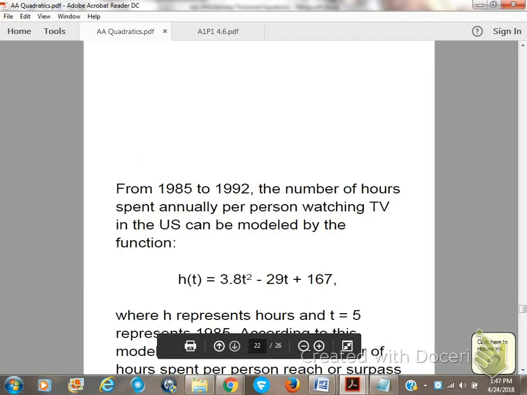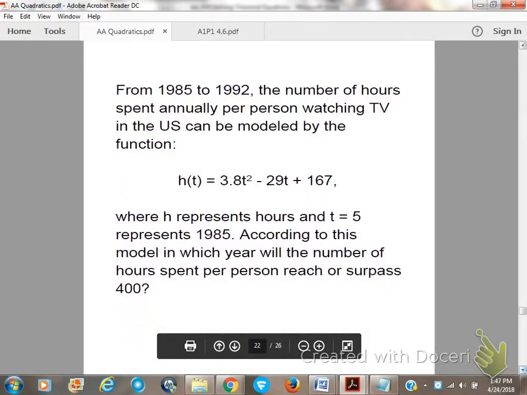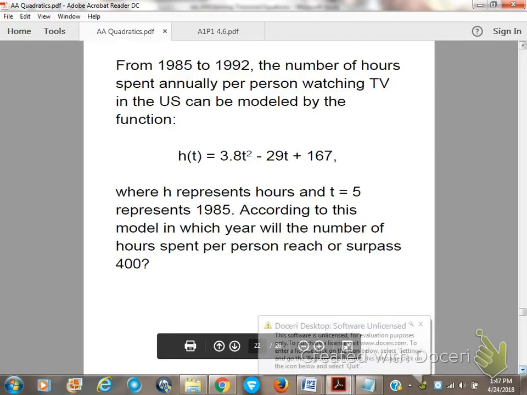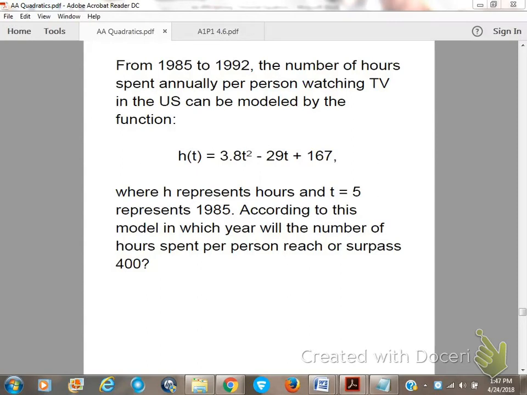All right. Let's take a look at this one. From 1985 to 1992, the number of hours spent annually per person watching TV in the U.S. can be modeled by this function right here. This h of t equals 3.8 t squared minus 29t plus 167, where h represents hours and t equals 5 represents 1985. According to this model, in which year will the number of hours spent per person reach or surpass 400?